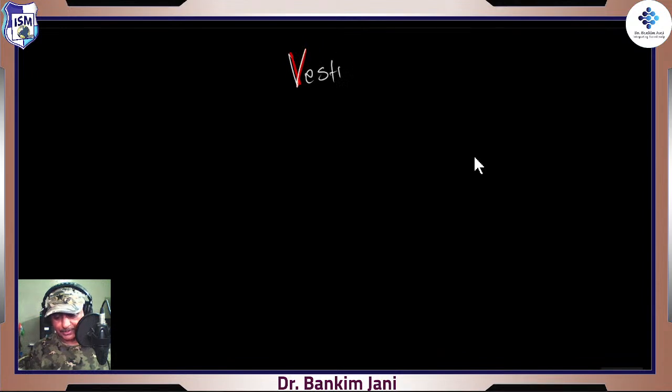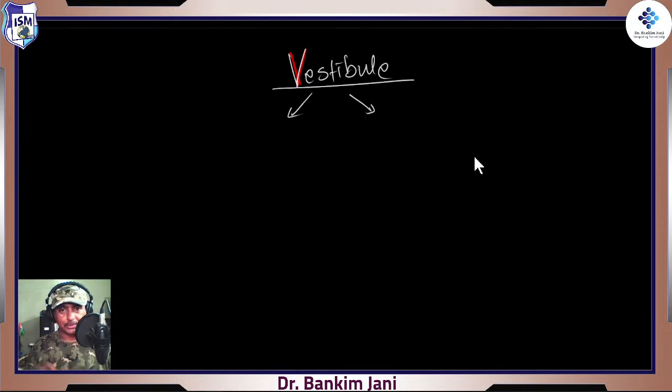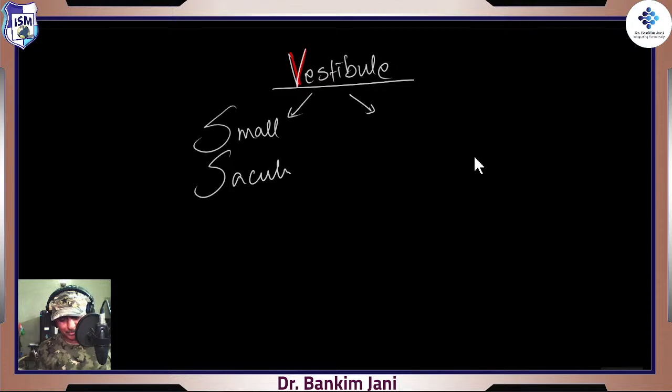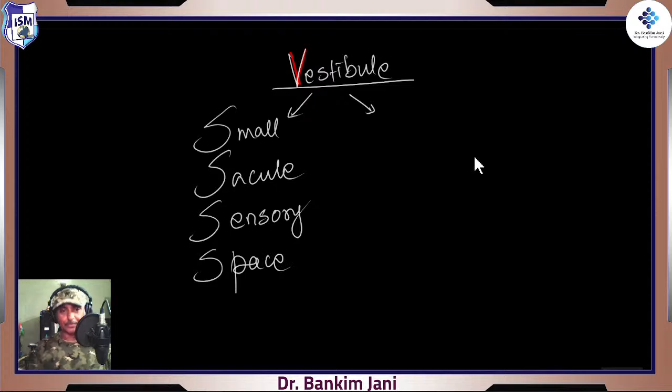Here we saw that vestibule, right? In that vestibule there are two pouches. One is the smaller pouch, the second is the bigger pouch, right? It is the smaller pouch which is called the saccule, which is carrying sensory cells. These cells are meant for orientation in space. This orientation in space is called the spatial sensation or the spatial orientation.